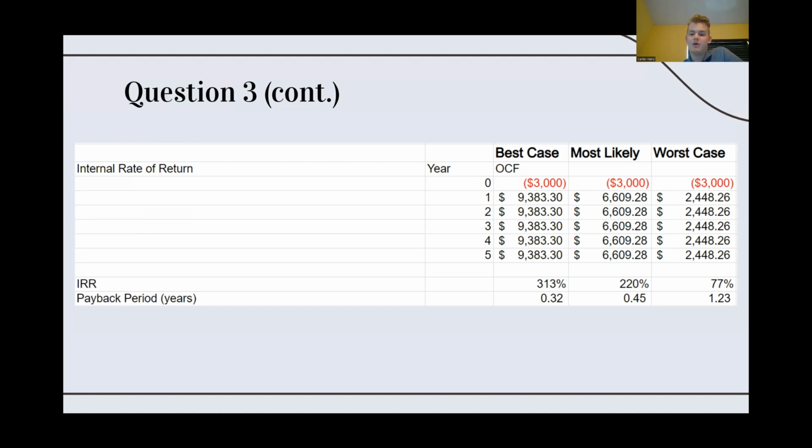And then a payback period of 0.32 for the best case, 0.45 for the most likely, and 1.23 for the worst case. Seeing all of these, we can conclude that the NPV is higher for the dome unit, but the bed option does have a higher IRR and a shorter payback period.